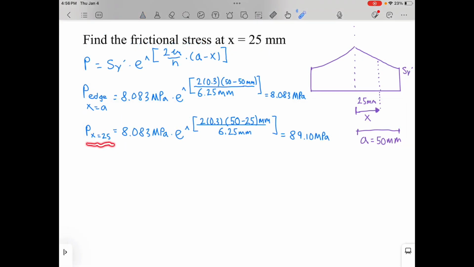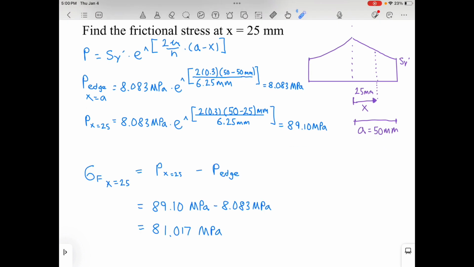Next, we're going to calculate the pressure at x equals 25 millimeters. And to do so, for A minus x, we're going to have the total length A, 50 millimeters, minus x, which is 25 millimeters. So this term does not cancel out, and we're left with this. For the last step to find the frictional stress at this point, we take the pressure at the point, subtracting off the pressure from the edge where there would be no frictional stress. And this will be your final answer.